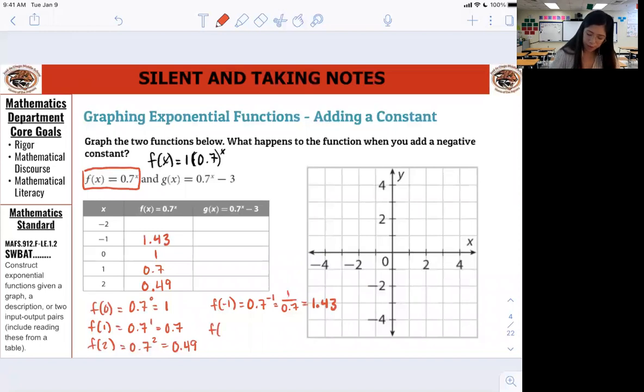And then finally, f of negative 2. That's 0.7 to the power of negative 2. How do I rewrite that? One over 0.49. Good. Same thing with your calculator. What is 1 divided by 0.49? 2.04. Good. Okay, we got all our numbers.